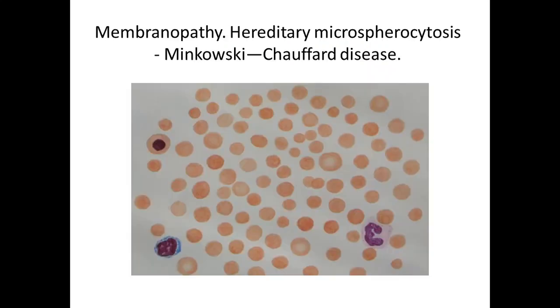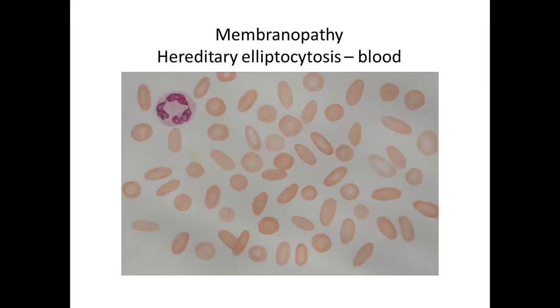And this is the blood smear of hemolytic anemia, inherited membranopathia. We can find many spherocytes, microspherocytes in peripheral blood and reticulocytosis. This is also one of the types of inherited membranopathy. This is hereditary elliptocytosis. And here we can find elliptocytes.